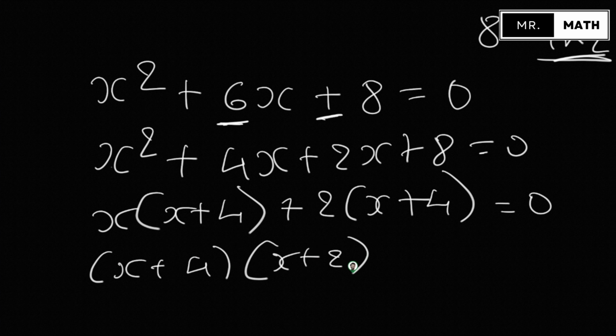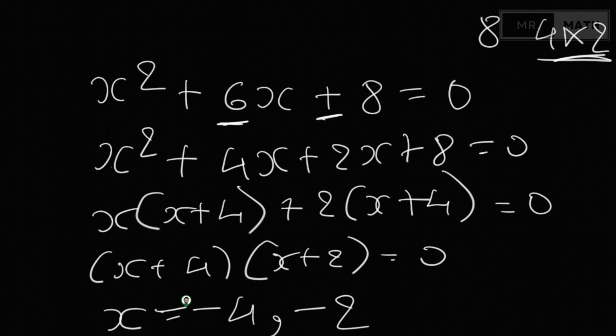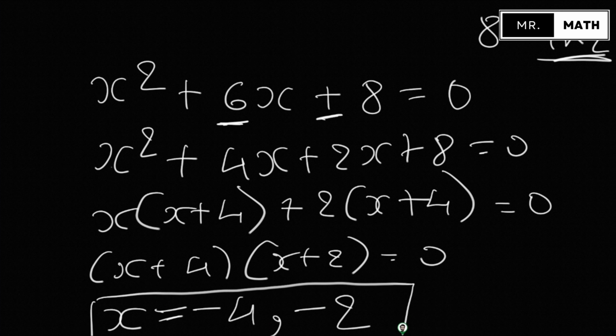Correct. x plus 4, x plus 2. So x is equal to minus 4, x is equal to minus 2. These are the roots. So how many of you got it correct? I hope everyone. So roots of this quadratic equation are minus 4 and minus 2, right? So we have seen the first method of calculating the roots of any quadratic equation.